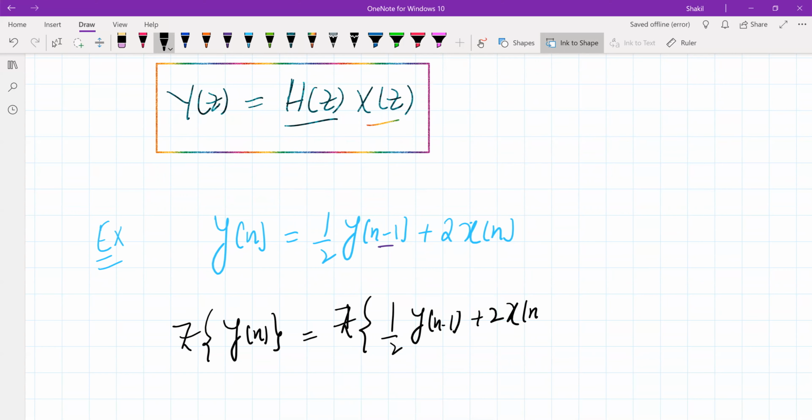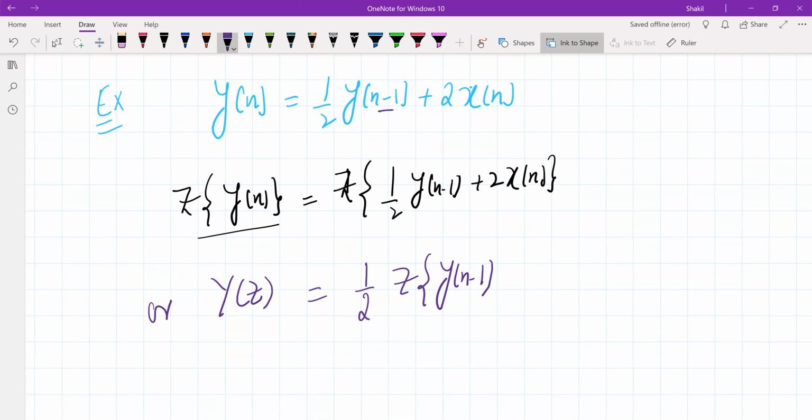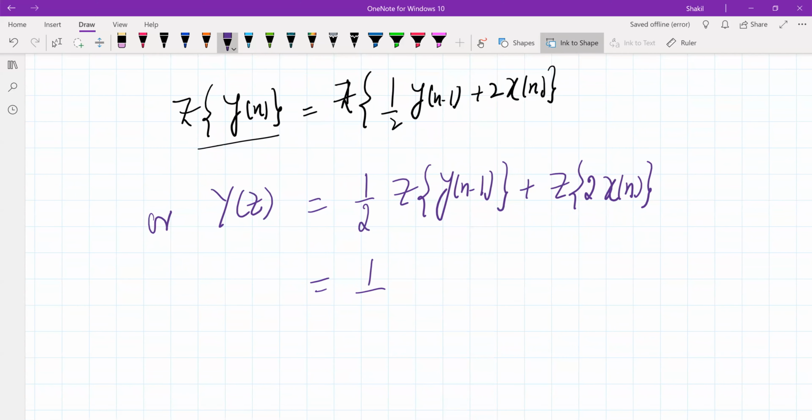Plus 2x(n). And using the linearity property of the z transform, if I say the z transform of y(n) is Y(z), I can write it like this. Using the linearity property, it will be 1/2 times the z transform of y(n-1) plus 2 times the z transform of x(n). So this will be 1/2, and the z transform of y(n) is Y(z), then the z transform of y(n-1) is z to the power minus 1 Y(z). This will be twice, and let's say the z transform of x(n) is X(z).